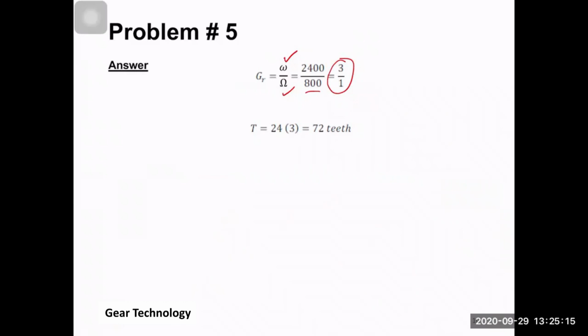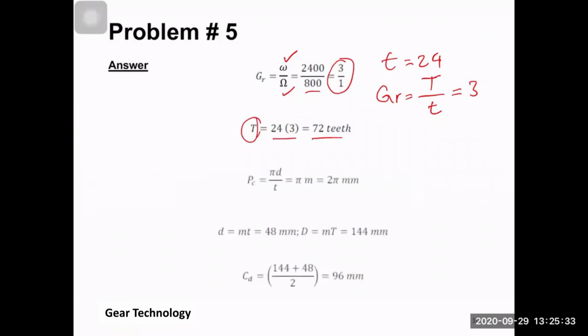Remember that small t is given as 24. And we understand that the gear ratio is equal to capital T over small t, right? So this is equal to 3. So this means that the number of teeth on the gear is 24 times 3, which is 72, okay? Then, as I said, the circular pitch is pi multiplied by m. m here is 2, so it's 2 pi, right?